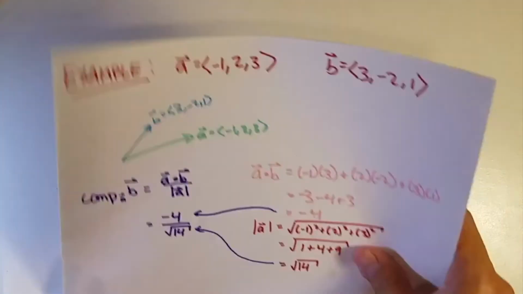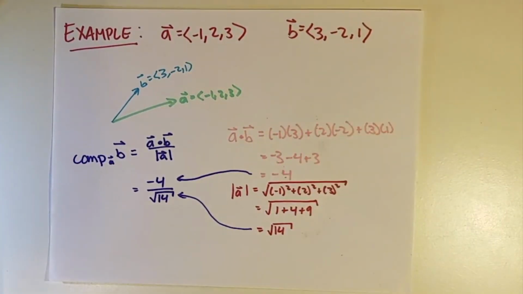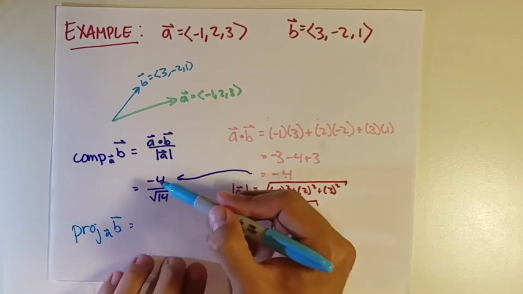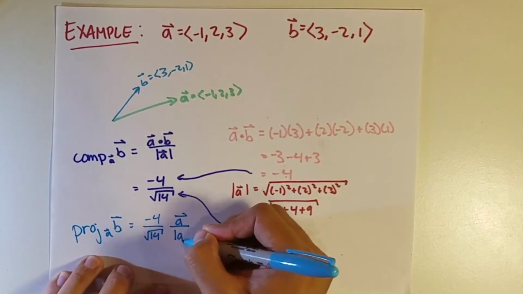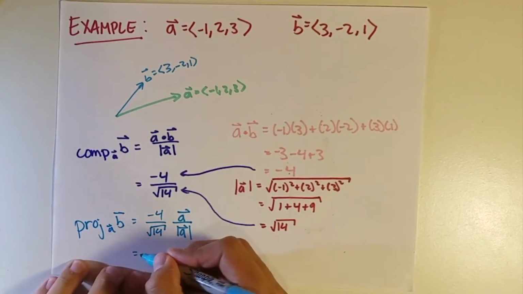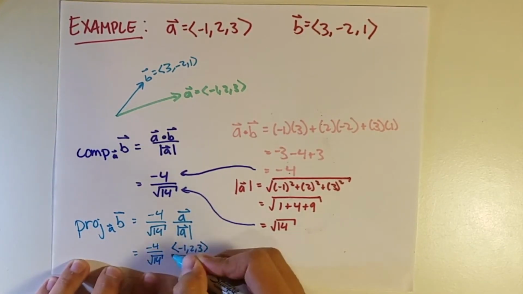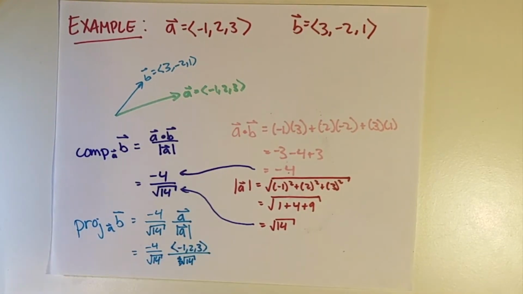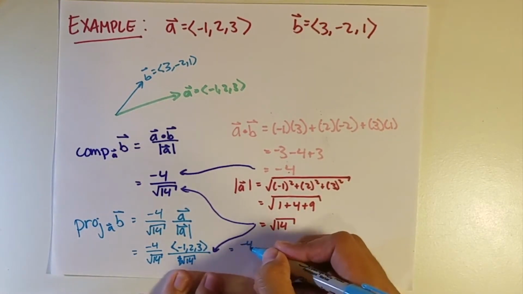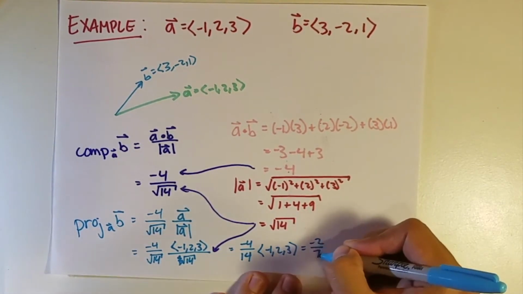Let's go back to our previous example, but this time let's find the vector projection. First, let's take our scalar projection, which was negative 4 over radical 14. And we'll multiply this with our unit vector, A over radical 14. After everything, we get this as our answer.